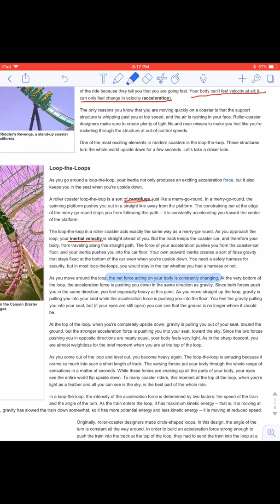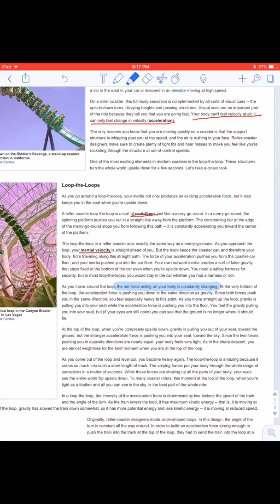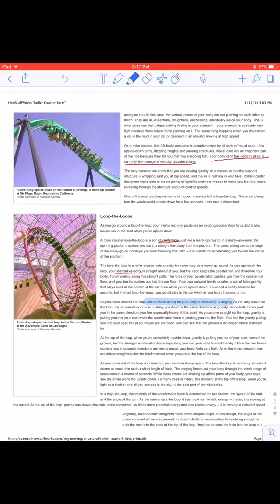In the loop, the intensity of the acceleration force is determined by two factors, the speed of the train and the angle of the turn. As the train enters the loop, it has maximum kinetic energy. That is, it's moving at top speed. At the top of the loop, gravity has slowed the train down somewhat, so it has more potential energy and less kinetic energy.